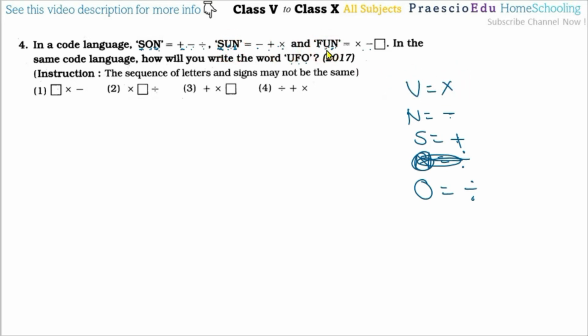So we compare U and N, which we know, so these two symbols mean that F is equal to a square shape. So for UFO, U means this X, then F means this symbol, and O means this division symbol. So this is our case, and this is given in option number 2.